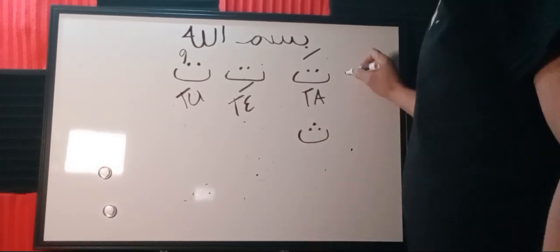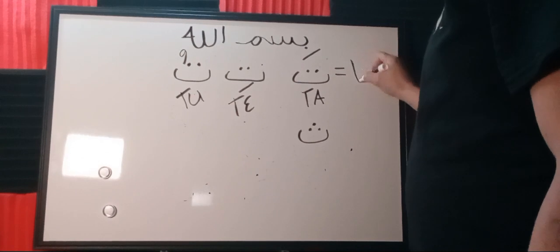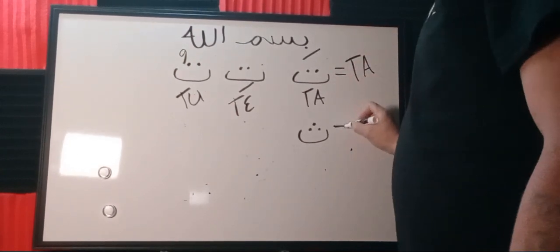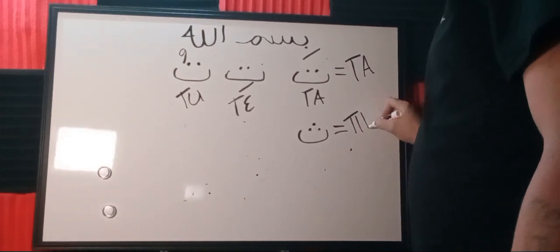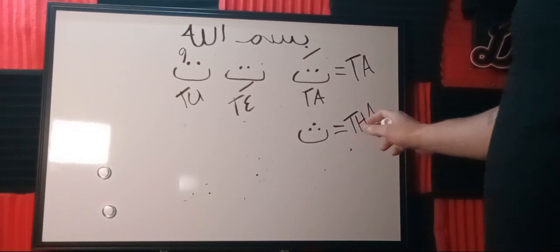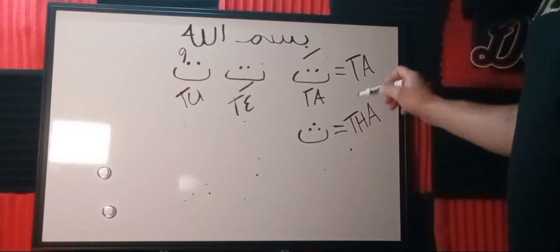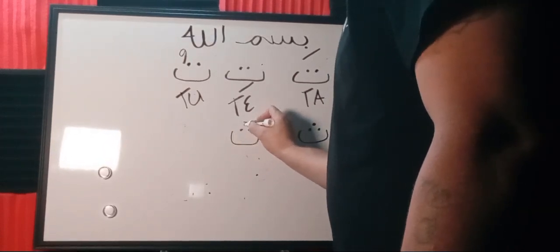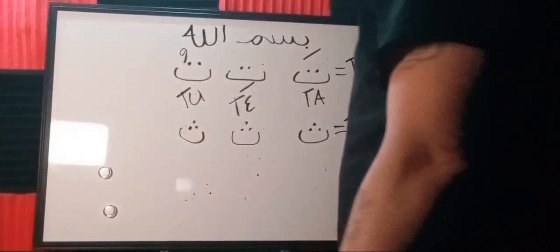Then we have Tha. So this is what letter? Ta. This is what letter? Tha. T-H-A. Tha. Okay. My board keeps moving on me, guys. Sorry about that.